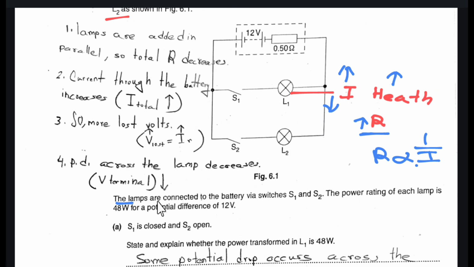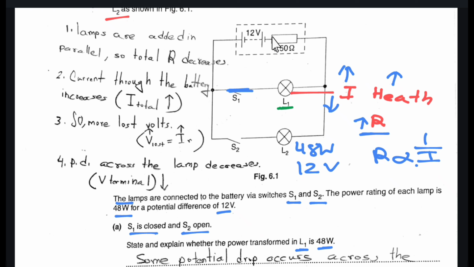So the lamps are connected to the battery via switches S1 and S2. So these are the two switches. The power rating of each lamp is 48 watt, and the potential difference is 12 volt. So the maximum power is 48 watt and the voltage is 12 volt. S1 is closed and S2 is open. So this S1 is now closed. State and explain whether the power transformed in L1 is 48 watts. So we need to verify whether the power is 48 watt in this lamp.